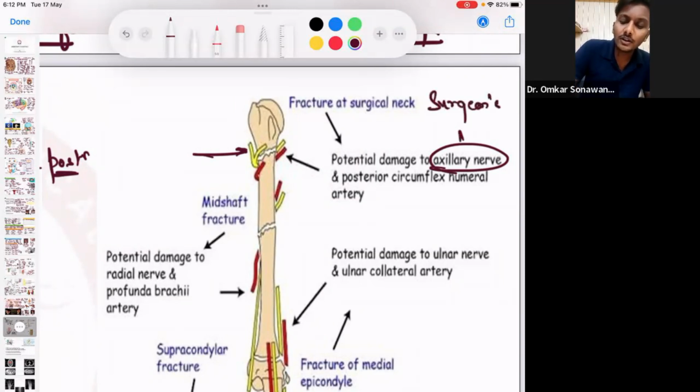The axillary nerve is also called the surgeon's nerve. The root value of the axillary nerve is C5, C6. Important. Along with that, around the surgical neck of humerus, two arteries lie in close relation.